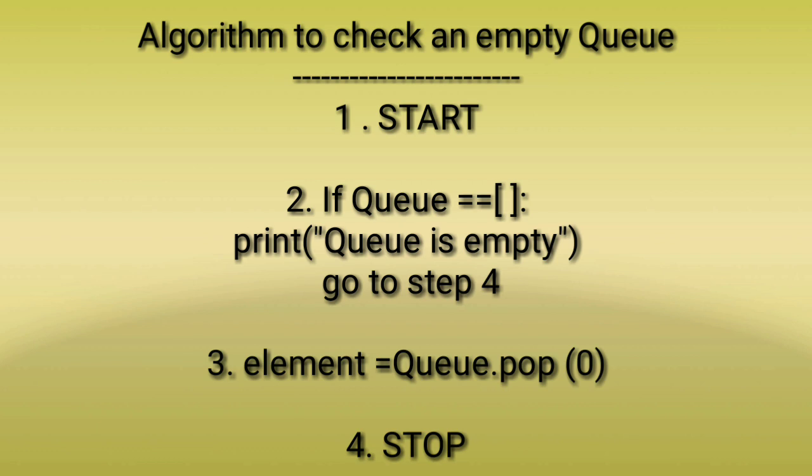Where will be the first position of the first inserted element? 0th position. So element equal to queue dot pop of 0 means removing the first element from the front or from the 0th position, then stop. That means the fourth step. These are the steps for checking for an empty queue. After this empty queue checking, deletion is possible. If queue is empty, deletion is not possible. If queue is non-empty, we can delete an element from a queue.